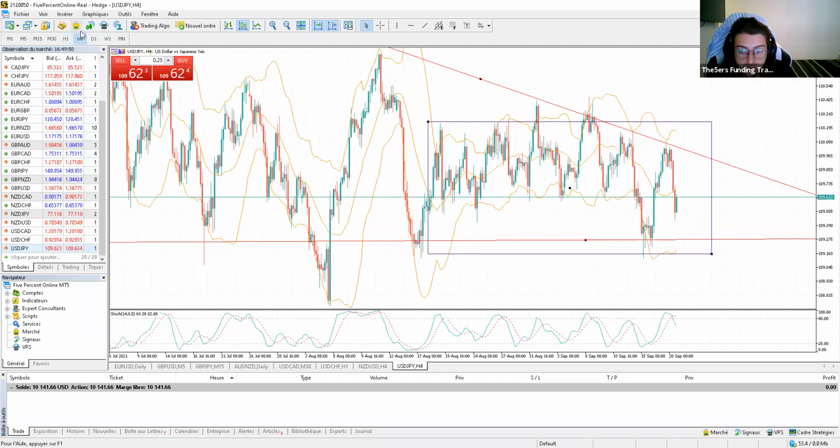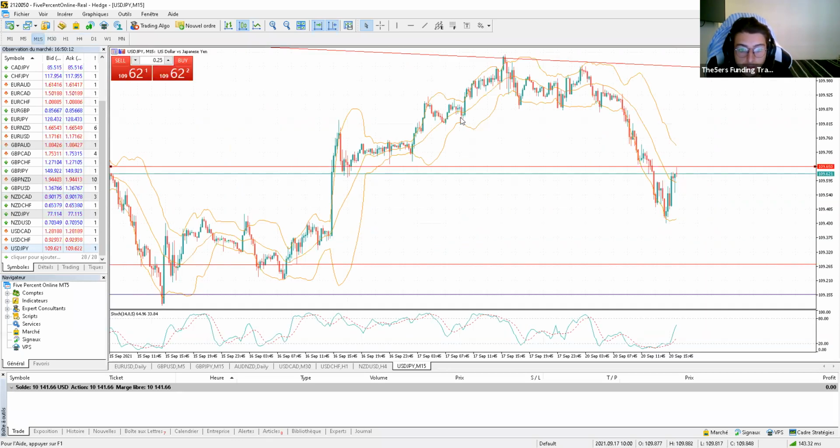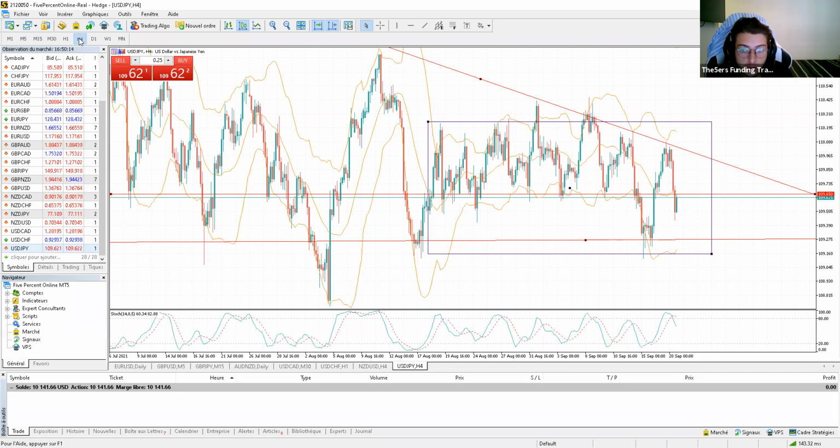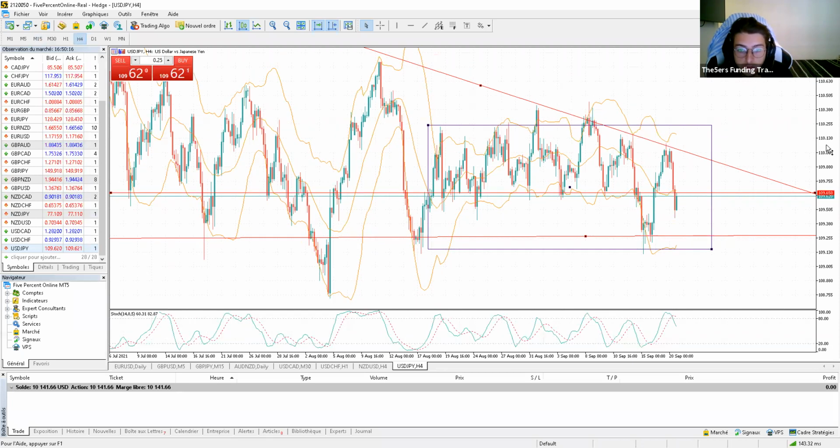Okay, and still on the H4, you see the market didn't react to that zone. Actually, it broke the support here. We enter the zone, and we're still reaching this kind of level here. We are actually in the middle of the zone. So actually, nothing to make on the H4. You have to wait for the extreme point of that zone.